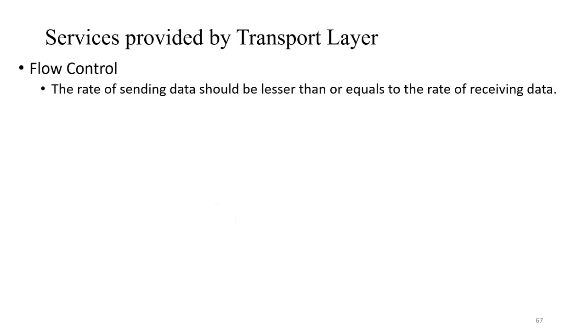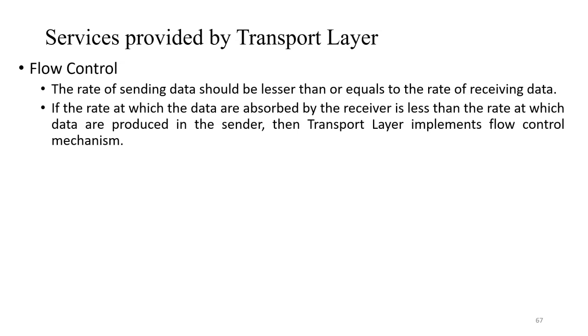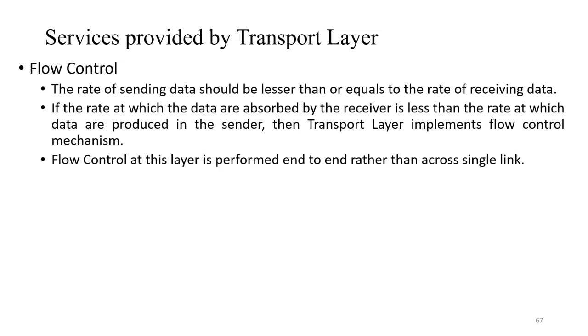Next one is the flow control. Flow control is basically a mechanism in which the rate of sending data should be lesser than or equal to the rate of receiving data, or we can say the rate at which data is produced at the sender side should be less than the rate of receiving data at the receiver end. And if the rate at which data are absorbed by the receiver is less than the rate at which data are produced in the sender, then transport layer implements a flow control mechanism. And this flow control mechanism at the transport layer is performed end to end rather than across a single link.